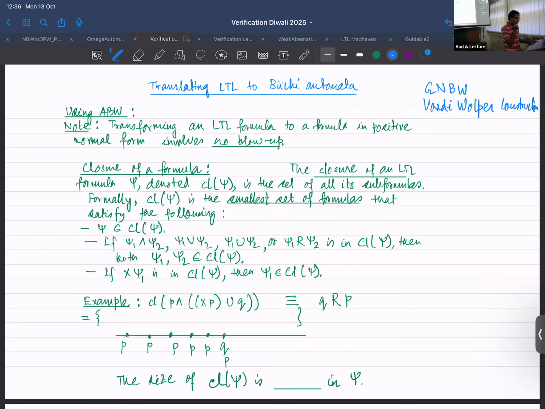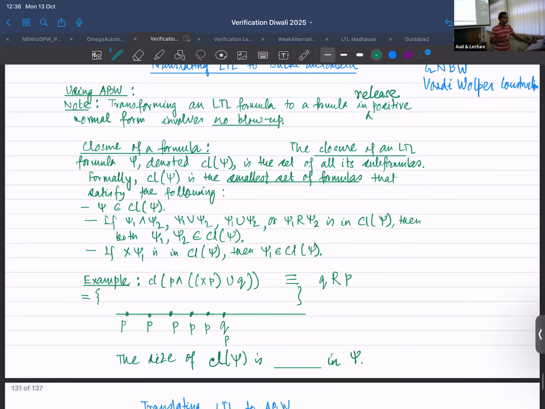One thing we should note here is that when I say this is a positive normal form, I mean the release positive normal form. If you are given an LTL formula and you translate it to a release positive normal form, it involves no blow up. Okay. So first, given a formula, we are going to define the closure of the formula.